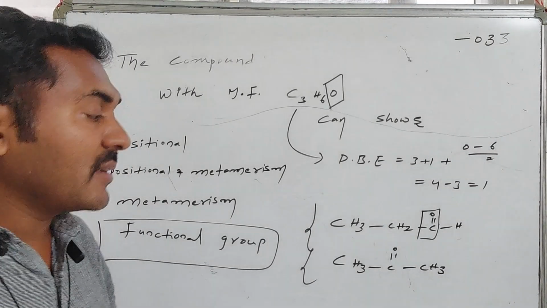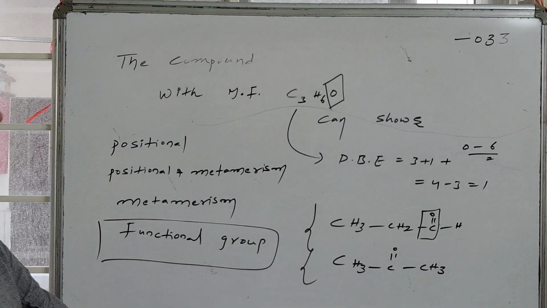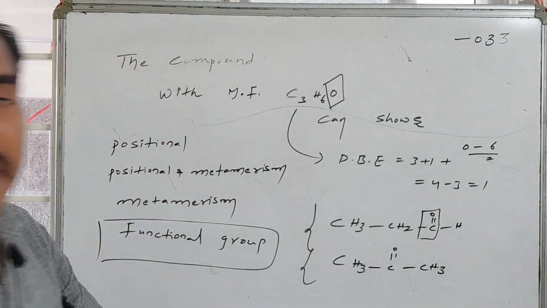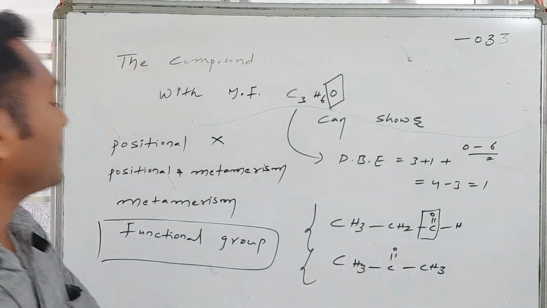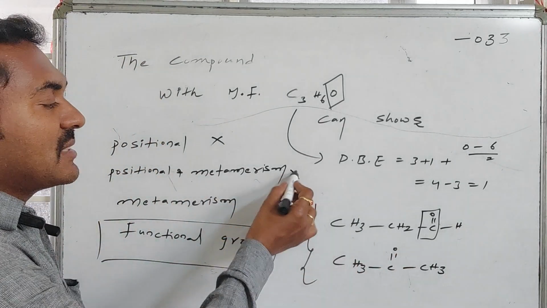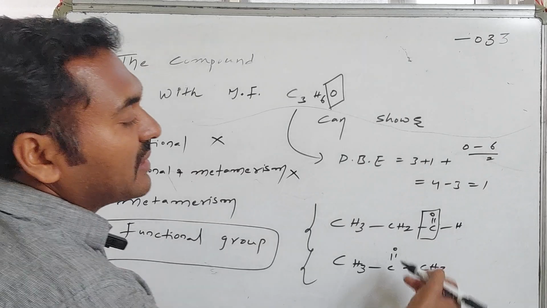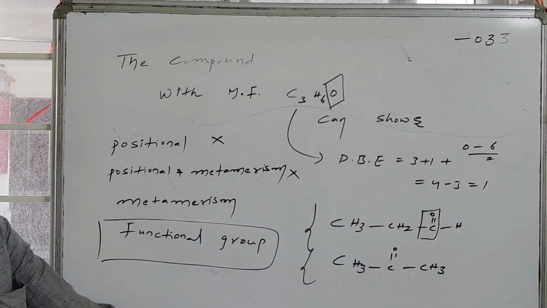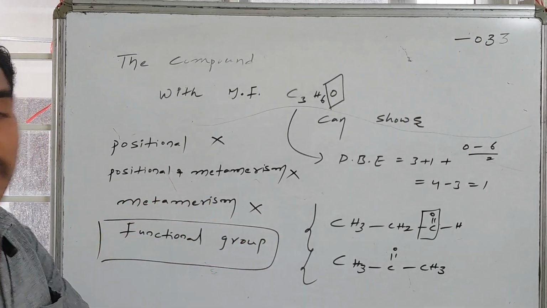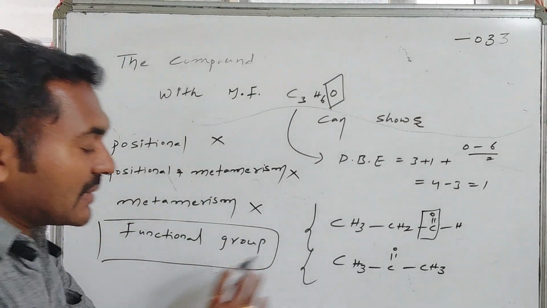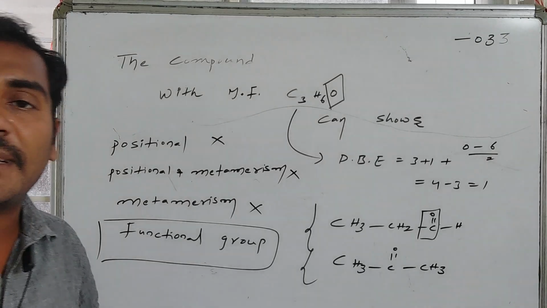Here, whatever structures we got from the formula provided, we can't claim them as positional isomers because the functional group is varying. You can't claim them as metamers because the groups on either side of the alkyl system do not vary. Metamerism is not claimed, positional isomerism is not claimed, hence it is better to say they are just functional isomers.